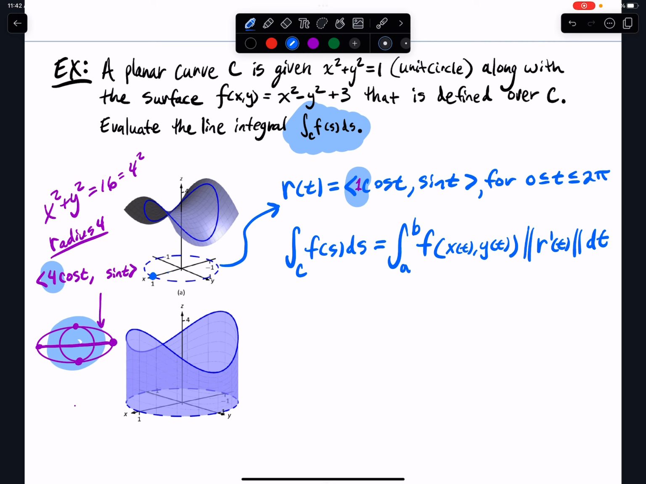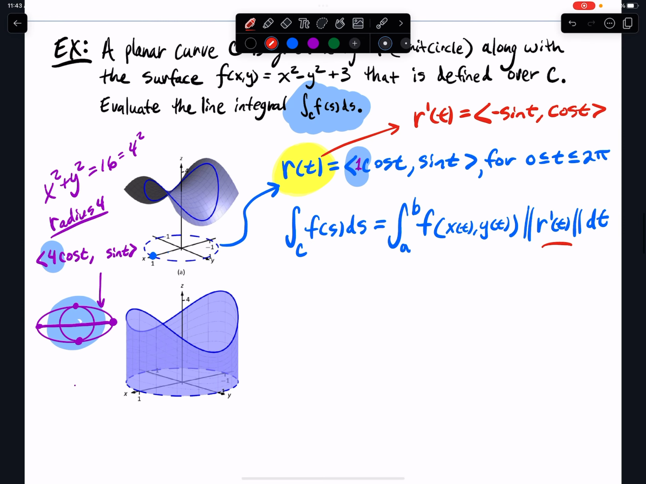So really the key, the trick of these whole problems, is trying to figure out what r of t is. Once I get r of t, I take the derivative. r prime of t is equal to what? The derivative of cosine is negative sine. The derivative of sine is cosine. And then to get this magnitude, I have to square each component, so negative sine t squared plus cosine t squared, and then take the square root.